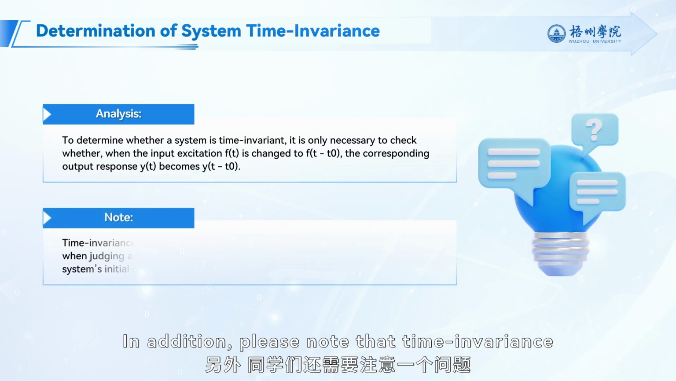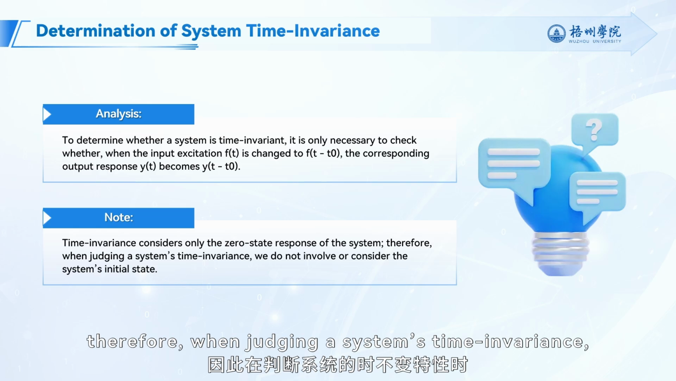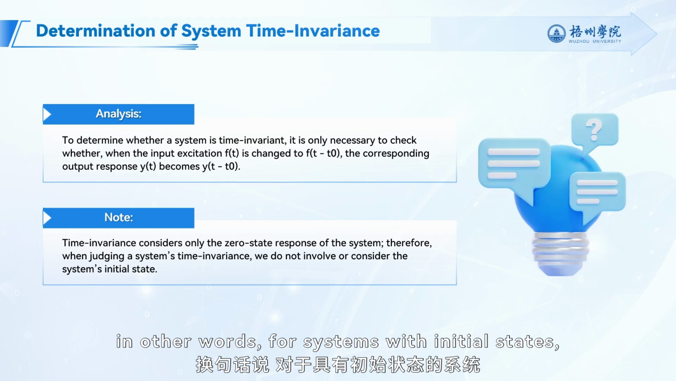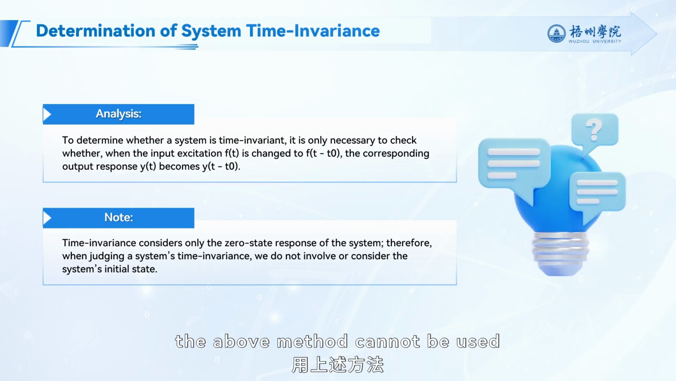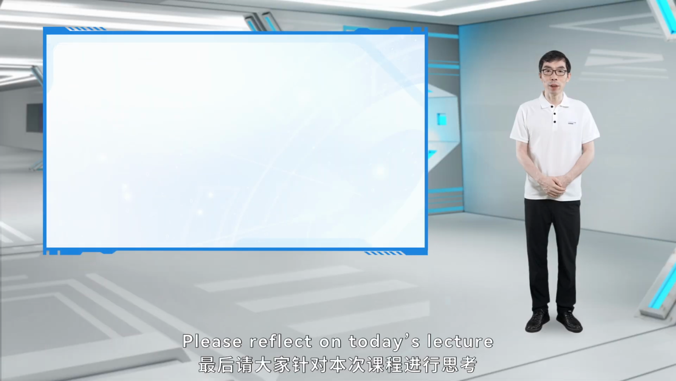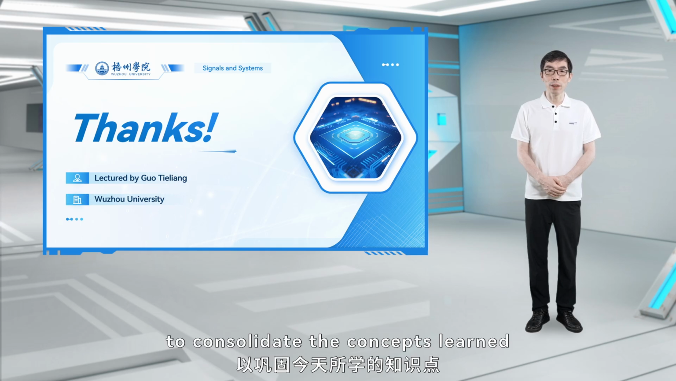In addition, please note that time invariance considers only the zero-state response of the system. Therefore, when judging the system's time invariance, we do not involve or consider the system's initial state. In other words, for systems with initial states, the above method cannot be used to determine time variance or time invariance. Please reflect on today's lecture and complete the following homework exercises to consolidate the concepts learned and deepen your understanding.